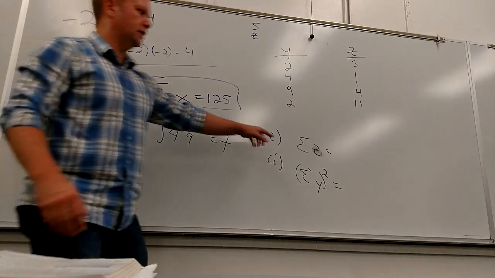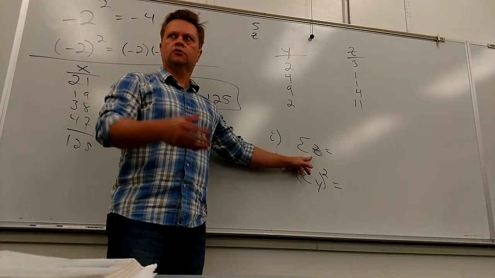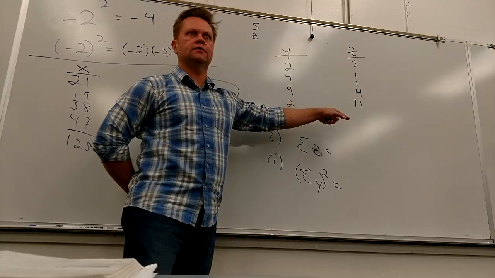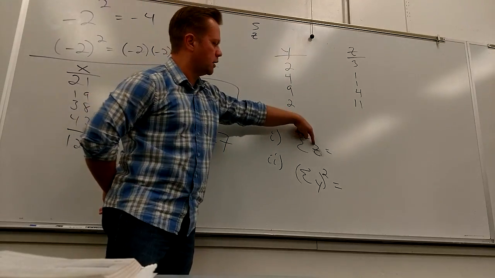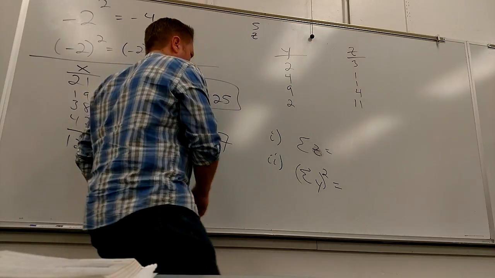This first one should be easy, right? What do you get here for this first one? 20, because you just add up all the z's. You didn't add these up because it didn't say sum of y's. I like it. So this is just 20.